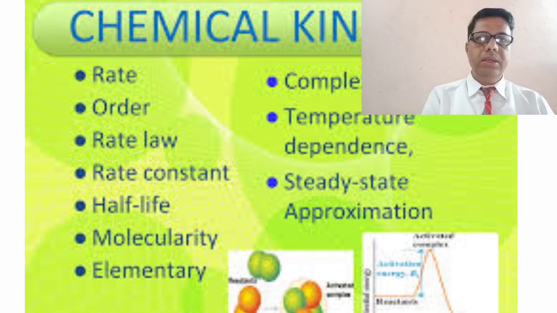Then its types. First one, average rate of reaction: simply how the average rate of a given chemical reaction is calculated, or the expression for average rate of reaction. Second type, instantaneous rate: definition, its expression, and examples based on these two types.